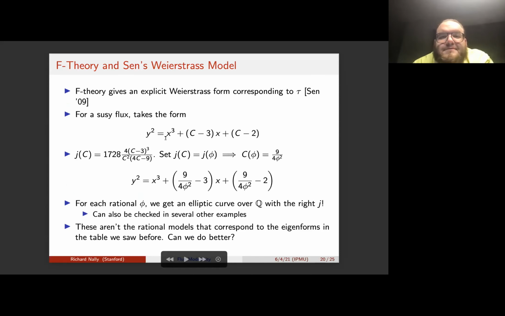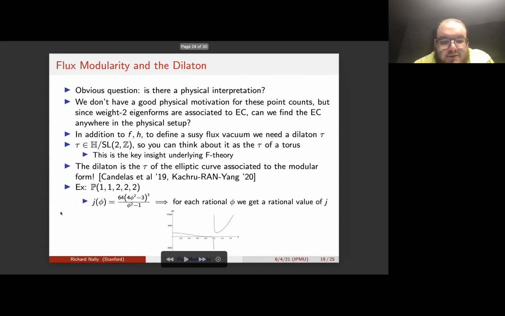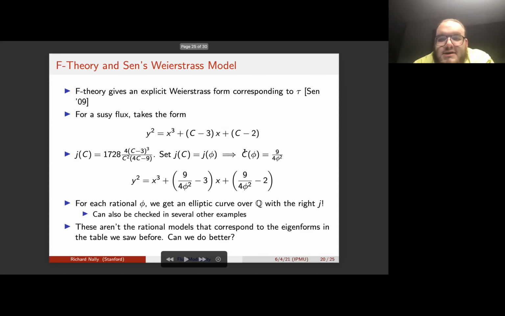So in F theory, we have an explicit Weierstrass form corresponding to tau, which was constructed by Sen. So for a supersymmetric flux compactification, it takes the form y squared is equal to x cubed plus c minus 3x plus c minus 2, where c is at this point an arbitrary number. But j of this elliptic curve is determined by c. So if you set j of c equal to this j of phi, you can solve for c as a function of phi, and you get 9/4 phi squared. So for each phi, plugging in c of phi, we get an elliptic curve over Q with the right J invariant to potentially reproduce the modularity we've seen.